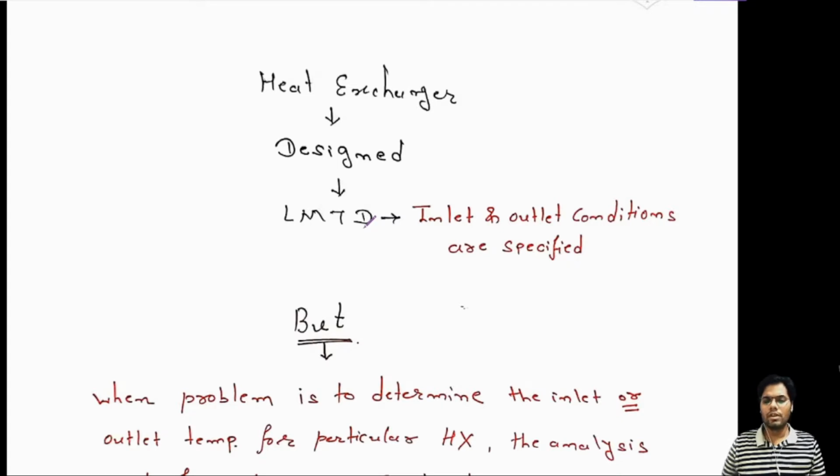In the previous session, we derived the equation for that, which is Q is equal to U A theta M, where U was the overall heat transfer coefficient, A is the area of the heat exchanger, and theta M is LMTD, the logarithmic mean temperature difference. In the equation of theta M, there are inlet and outlet temperatures of the fluid. So where inlet and outlet temperatures are predefined, at that time the design of heat exchanger can easily be done by the LMTD method.